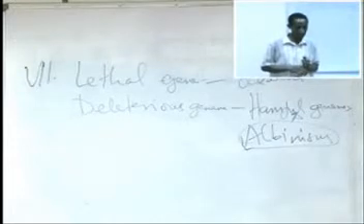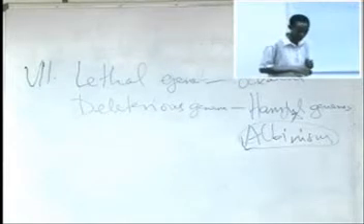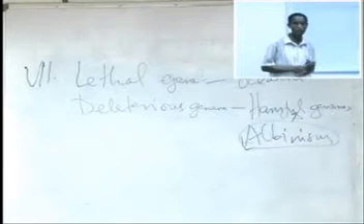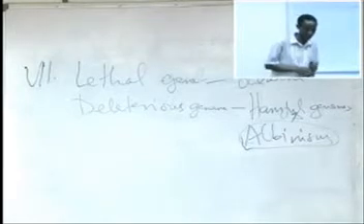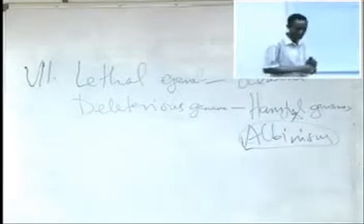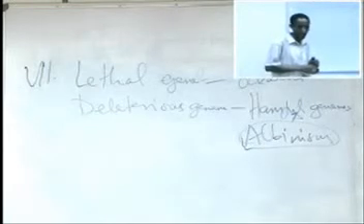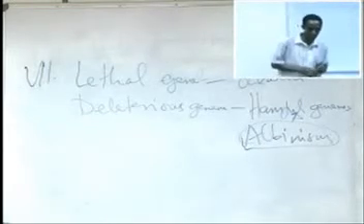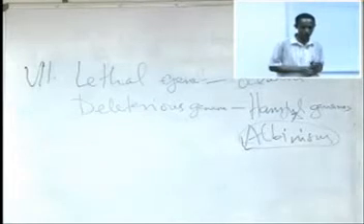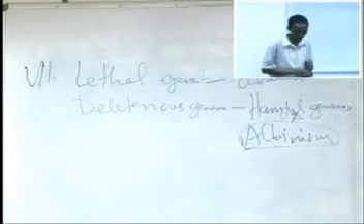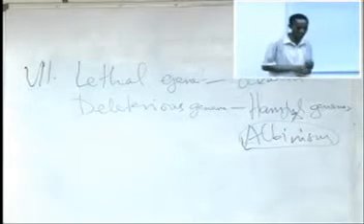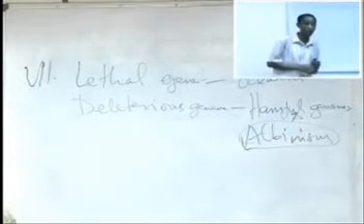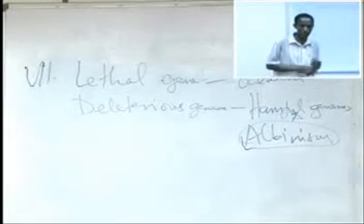A. They reduce the possibility of survival of the possessor. B. They tend to kill the possessor. C. Are sex linked. D. They determine evolutionary potential of the species. So the answer here is B, because A, they reduce the possibility of survival of the possessor.